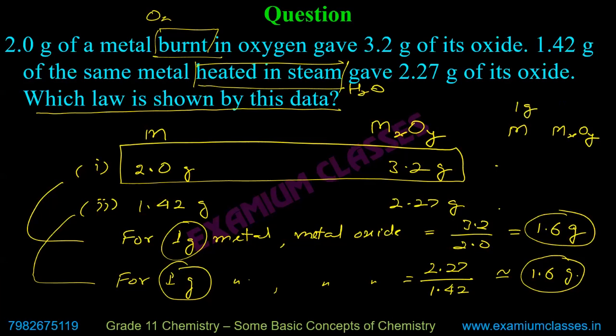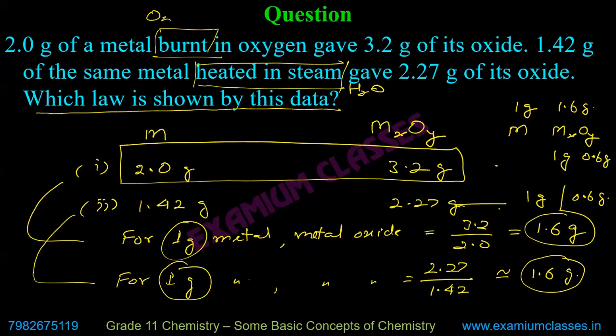If this one is 1 gram, this is 1.6 grams. It means the mass of metal and mass of oxygen is constant, irrespective of the source. Here the metal is 1 gram, oxygen is 0.6 gram. In this case also, if metal is 1 gram, oxygen is 0.6 grams because total is 1.6 grams. Hence, it is the law of constant composition.